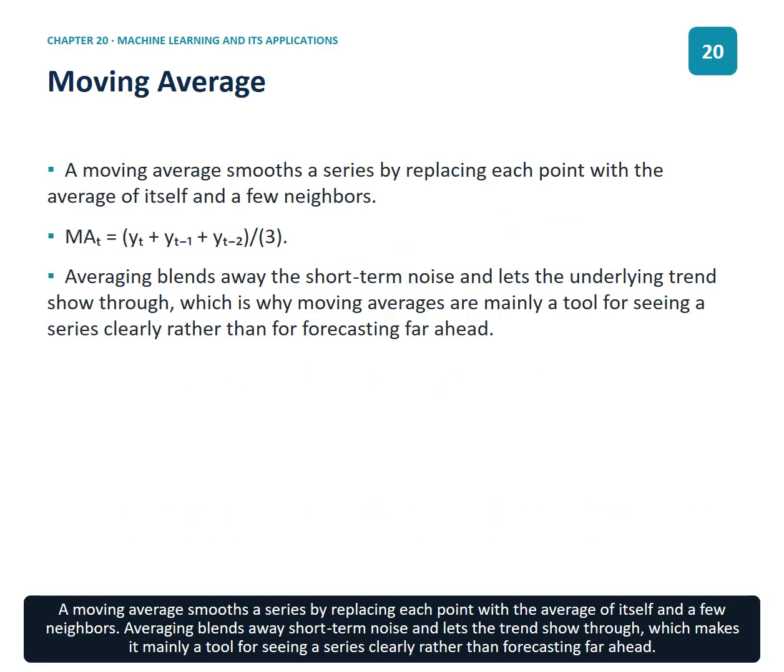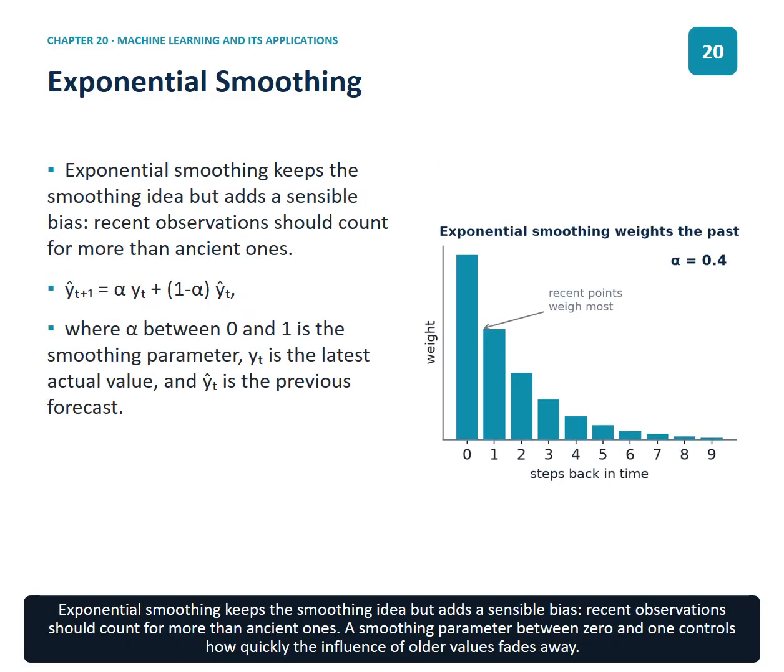A moving average smooths a series by replacing each point with the average of itself and a few neighbors. Averaging blends away short-term noise and lets the trend show through, which makes it mainly a tool for seeing a series clearly rather than forecasting far ahead. Exponential smoothing keeps the smoothing idea but adds a sensible bias. Recent observations should count for more than ancient ones. A smoothing parameter between 0 and 1 controls how quickly the influence of older values fades away.